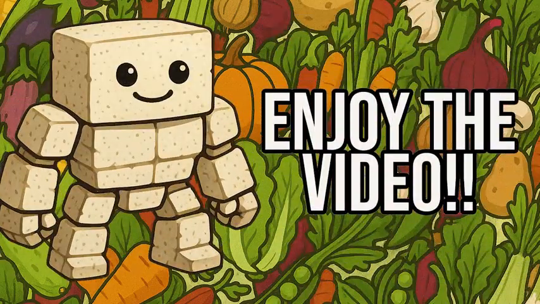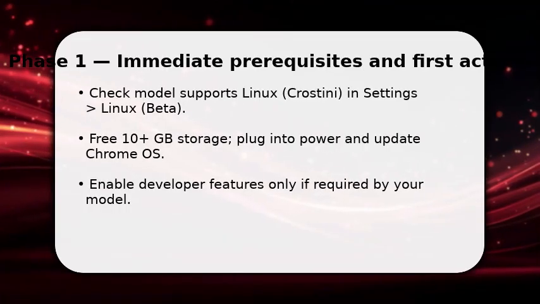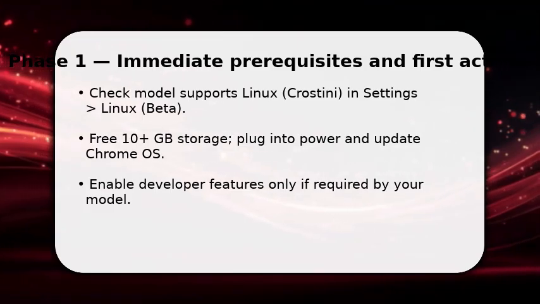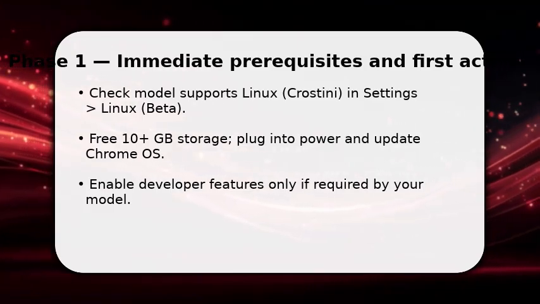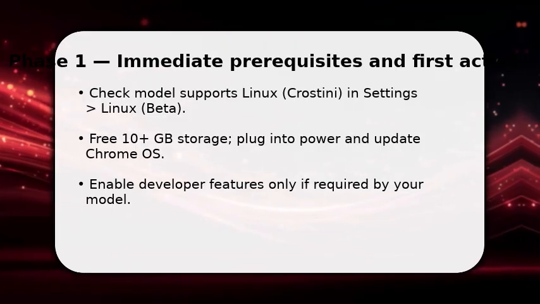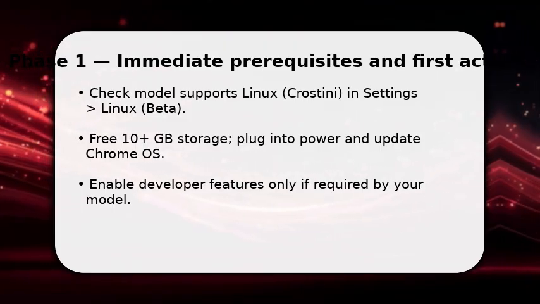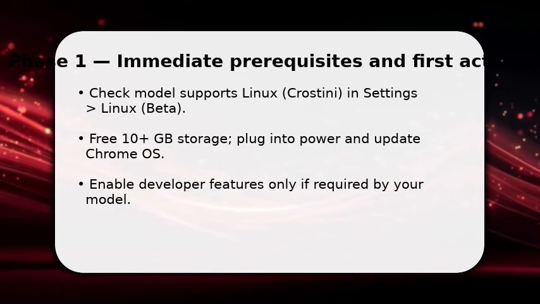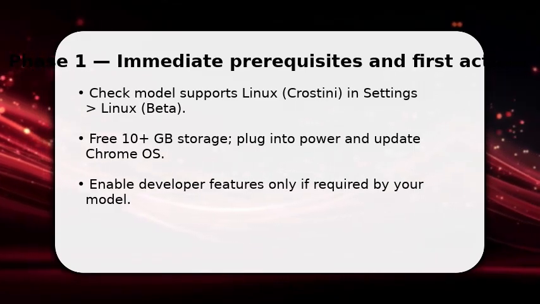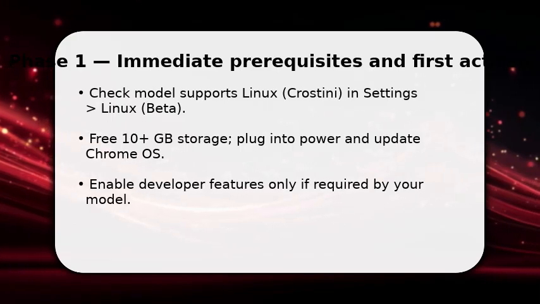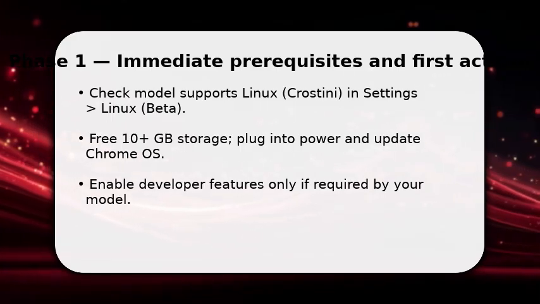Please enjoy the video. You start by enabling Linux on your Chromebook, open Settings and turn on Linux Beta. Make sure you have at least 10 GB free and the device plugged into power, because installations can be large. Once done, update Chrome OS to the latest stable build. This reduces driver and compatibility issues.